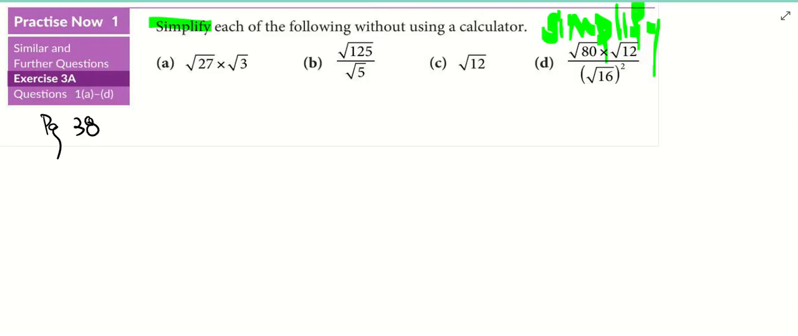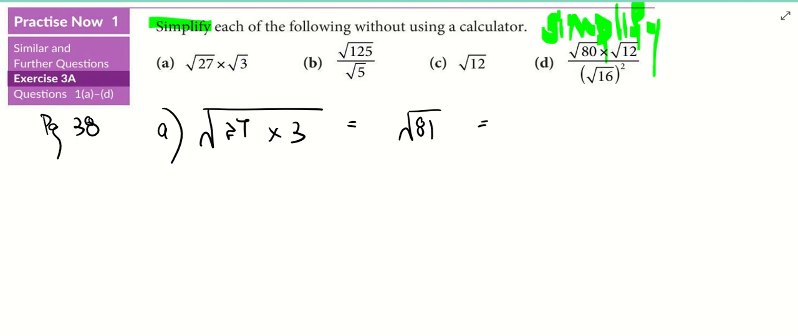Okay, in this topic called Surds, it's very important. We must always simplify. What is meant by simplify? We need to adopt, or rather use, the law of indices for this particular topic. So let me take a look at part A.